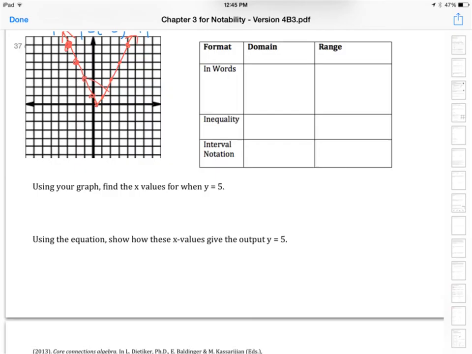So let's think about the domain and range of this graph. Again, you've got arrows on the left and right side, meaning your domain is all real numbers. We can plug in any x value we want. The graph will continue to expand from left to right forever. The range, we can see a lowest point here, and then it continues all the way up with arrows on the top, so all y values 0 and larger.